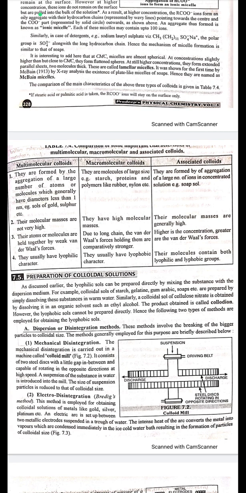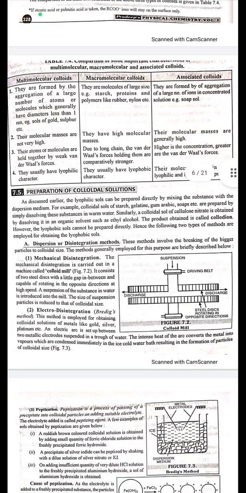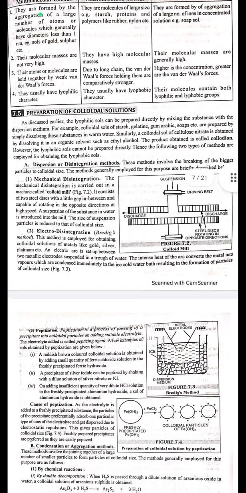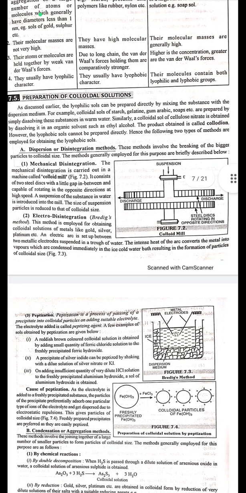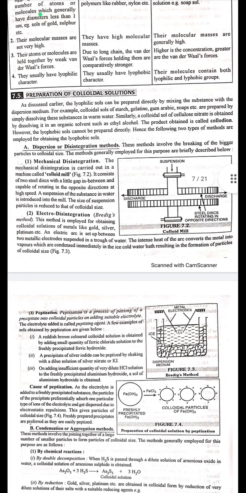Article 7.5. Preparation of colloidal solutions. As discussed earlier, lyophilic sols can be prepared directly by mixing the substance with the dispersion medium. For example, colloidal sols of starch, gelatin, gum arabic, soaps, etc. are prepared by simply dissolving these substances in warm water. Similarly, a colloidal sol of cellulose nitrate is obtained by dissolving it in an organic solvent such as ethyl alcohol. The product obtained is called collodion.